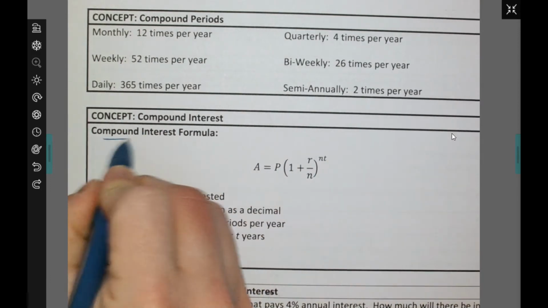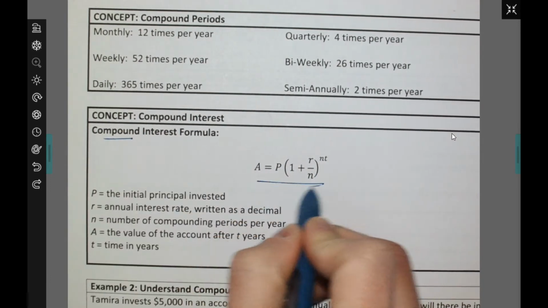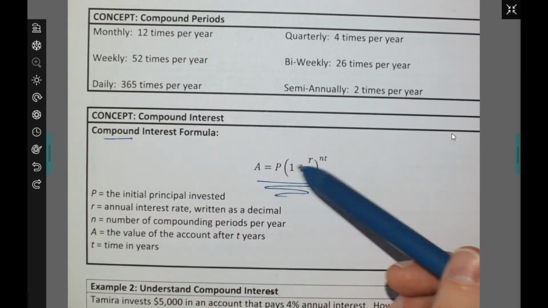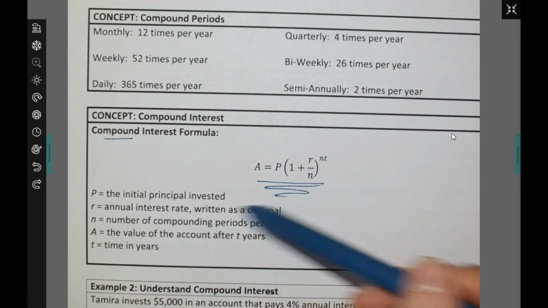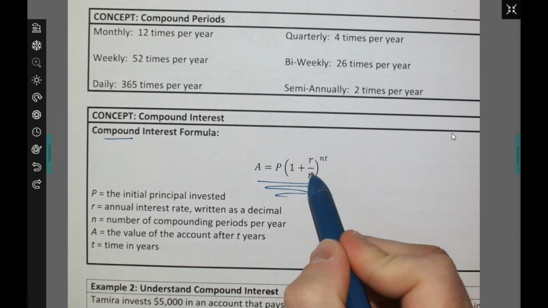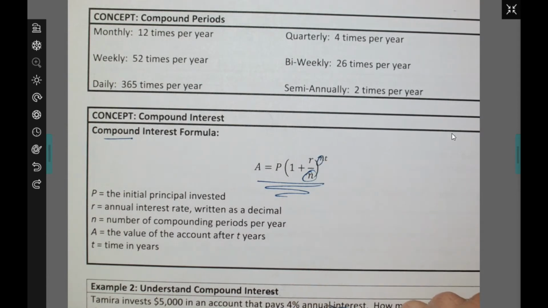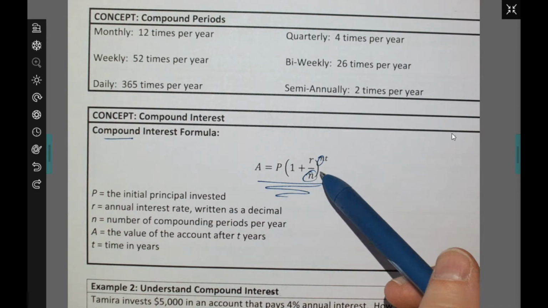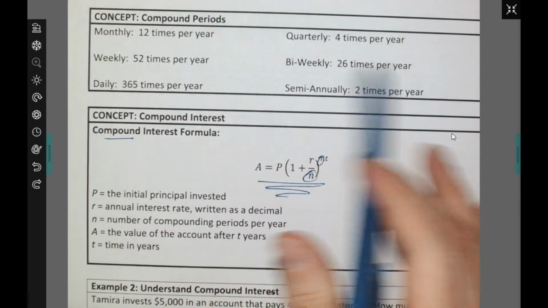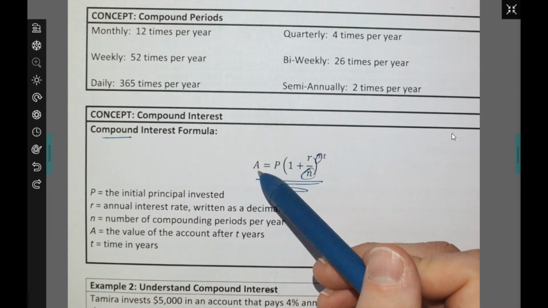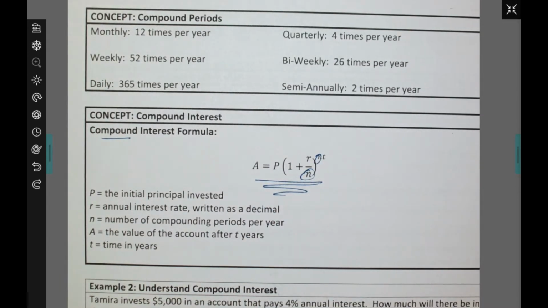Whenever we talk about compounding interest, we're going to be using this formula right here. P is still our initial amount invested. R is our rate as a decimal. And N is the new one: the number of periods in a year. So if we're going daily, N would be 365, quarterly would be 4, and so on. A is the amount that we have after the given amount of time, and T is how long this has been going on in years.